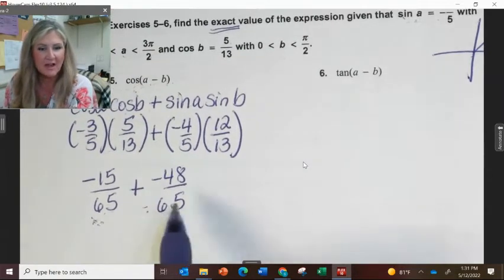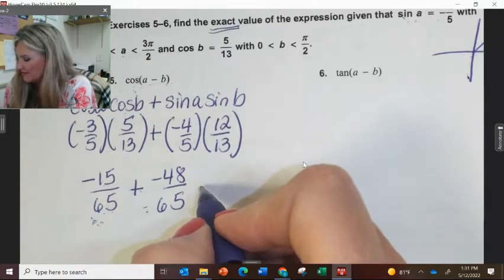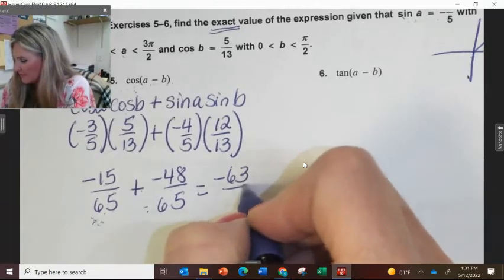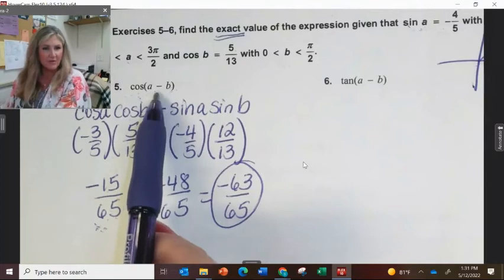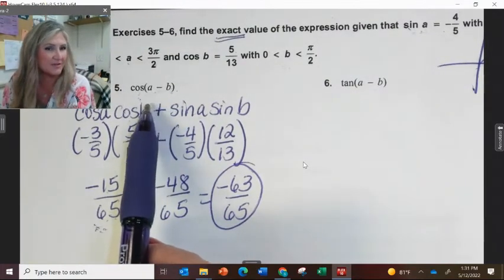All right, so now we have a common denominator. We're going to combine these. And so negative 15 plus negative 48 is going to be what? Negative 63 over 65. And that's what the cosine would be of the difference of those two angles without even figuring out what those two angles are.